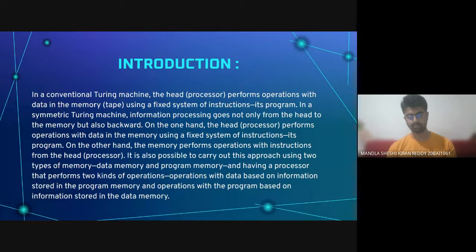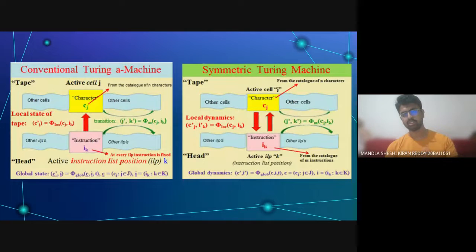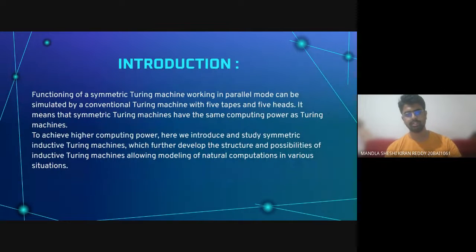It is also possible to carry out this approach using two types of memory, the data memory and the program memory, and having a processor that performs two kinds of operations: the operations with the data based on information stored in the program memory, and the operations with the program based on the information stored in the data memory. So it goes both ways. By the name we can understand that it's a symmetric Turing machine.